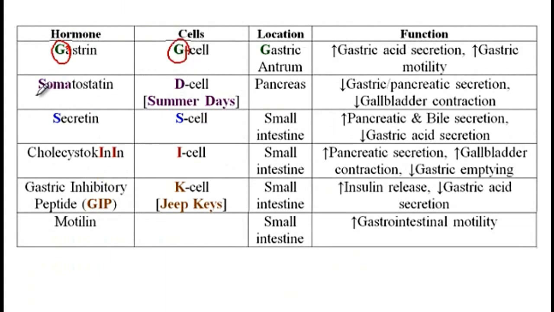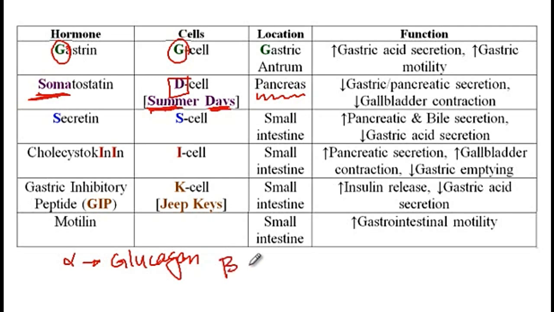With somatostatin, soma goes for summer days. So somatostatin is being produced by D cells. So summer days, and then D goes for D cells. And this hormone is actually being produced by the pancreas, so I would like to remind you that the alpha cells of the pancreas were the cells that were producing glucagon, while beta cells were the cells that were producing insulin. And now somatostatin is being produced by the D cells of the pancreas, which decrease gastric and pancreatic secretions and also decrease the gallbladder contractions.